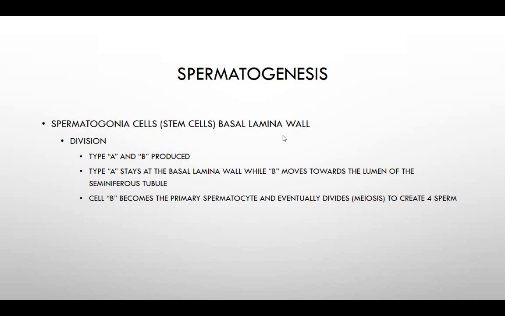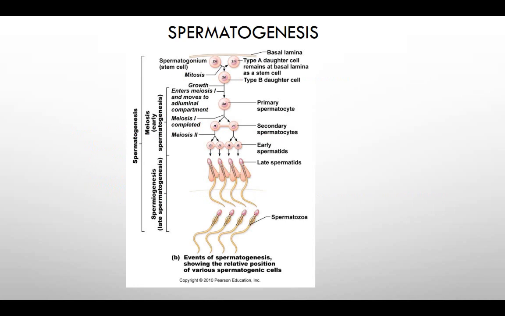So let's just show you a picture. We like pictures. Way out here is that basal lamina. This is the wall of that seminiferous tubule that I showed you in a picture earlier. And here's the spermatogonia cell, the stem cell out here with 46 chromosomes. We'll imagine that it goes through division, and type A, remember I said, will stay back and the type B cell will move on.